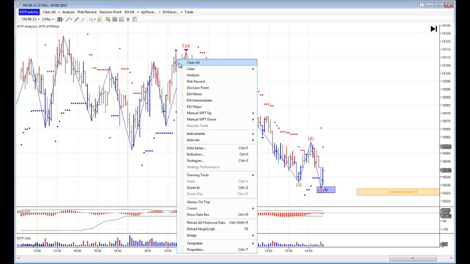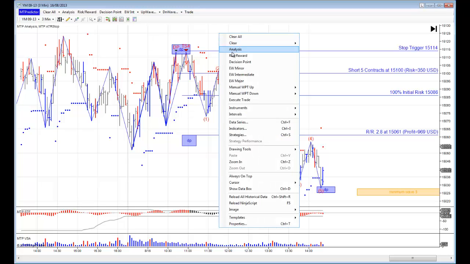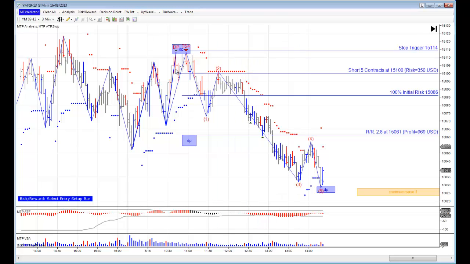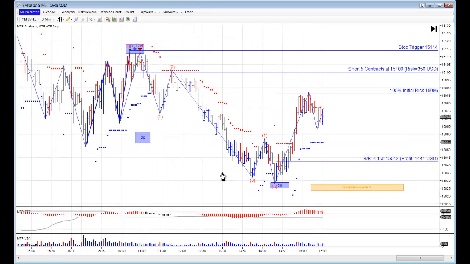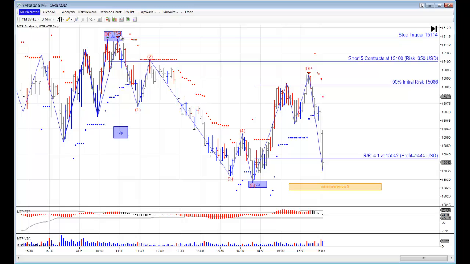So if we now place our analysis on and amend our risk reward to what we had earlier, coming out one tick above that high there, and we scroll forward, you can see that you would have taken a short trade initially off the bar of the very high of the day, and you'd look to be taking profits at the bar after the low of the day. So a pretty good result for a day trader.